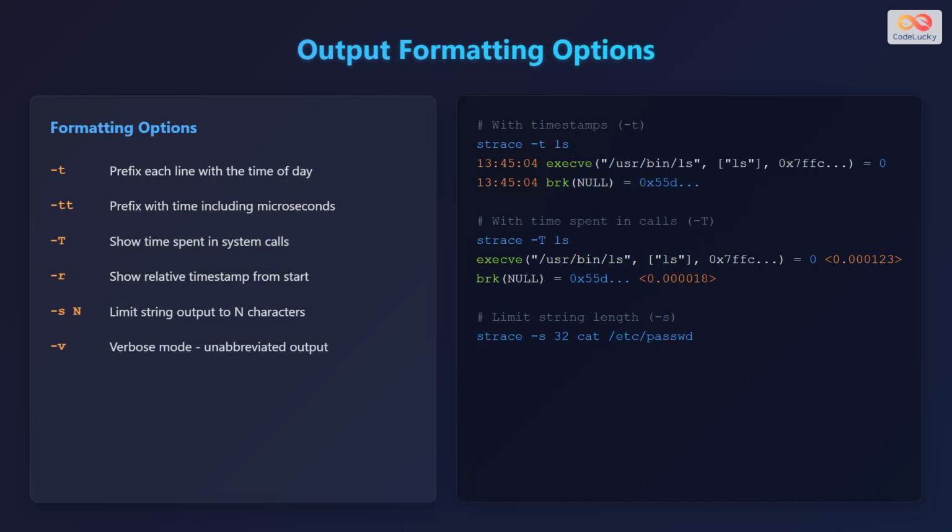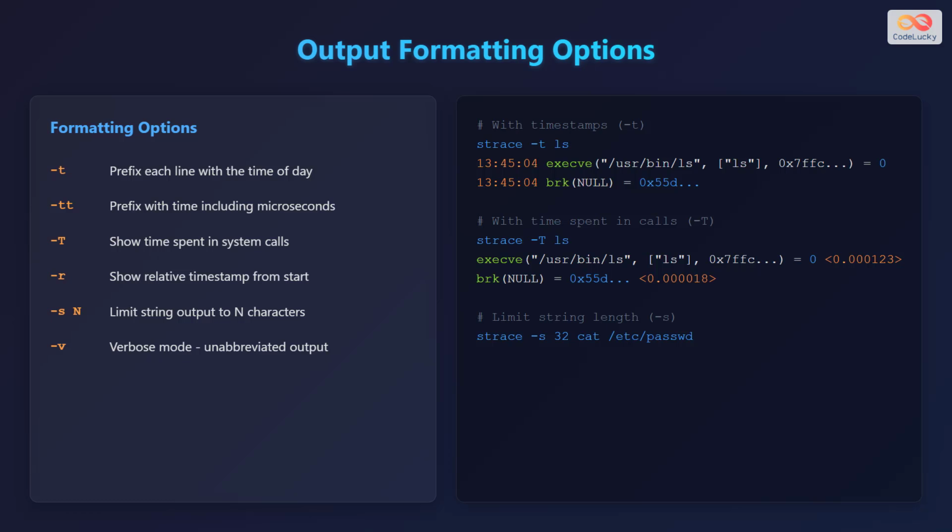Strace provides several options to format the output to suit your needs. Here's a rundown of some common formatting options. The -t option prefixes each line with the time of day. Using -tt prefixes the time including microseconds. The -T option shows the time spent in each system call. The -r option shows a relative timestamp from the start of the trace.